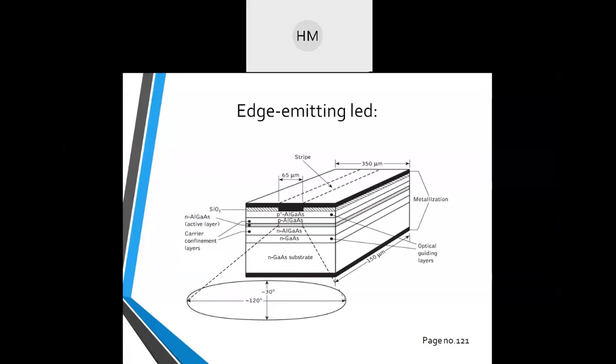The diagram is this. You can draw this diagram and see the confinement region; the area through which your light is produced is very large. So the LED spreads the light. These are the optical guiding layers. Please draw this diagram, okay?